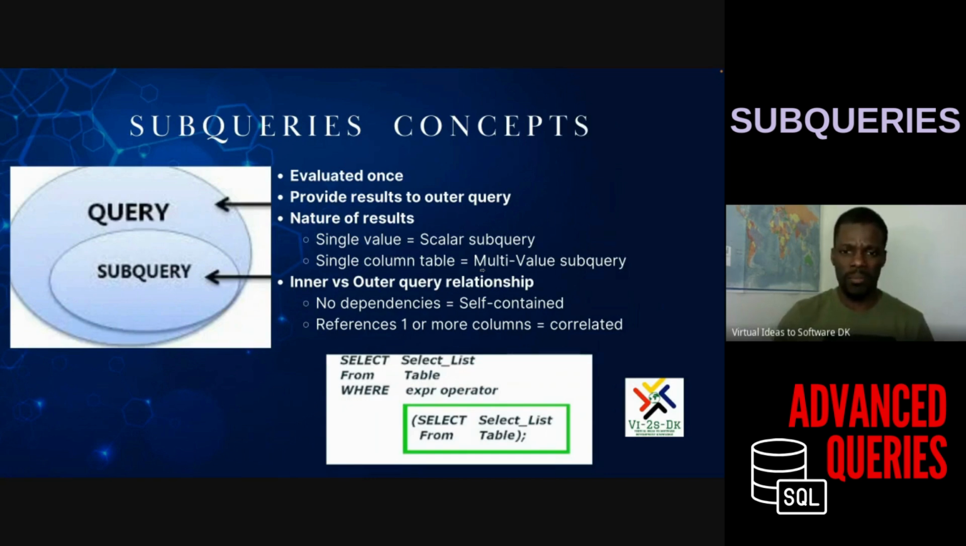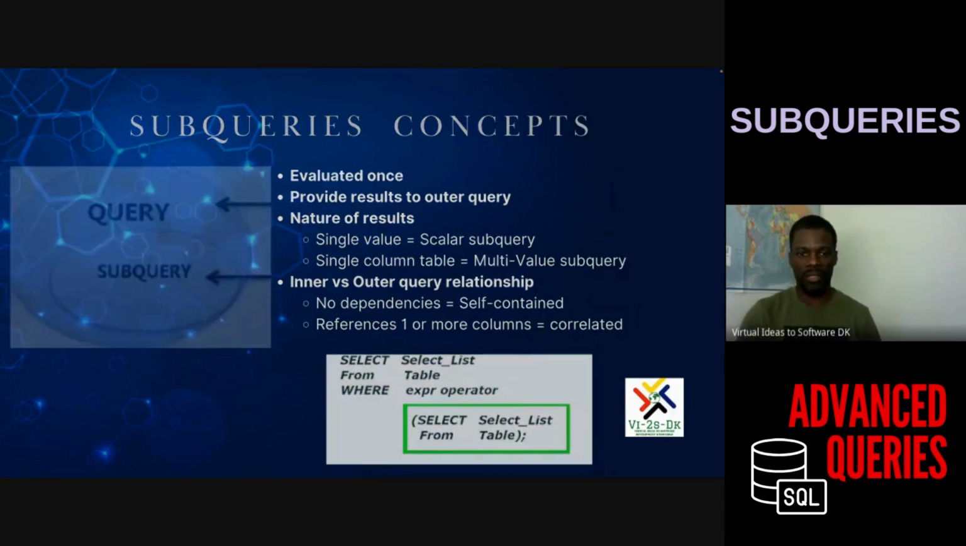That's about it. But then you have two types of relationships you can have between this inner and the outer query. If the inner query and the outer query have no dependencies, then we're talking about a self-contained subquery, which is what we'll be seeing in a little bit. Otherwise, if there are references between the inner query and the outer query, then we're talking about a correlated subquery. It's no big deal. That's all we have to talk about. So let's dive into each one of these.